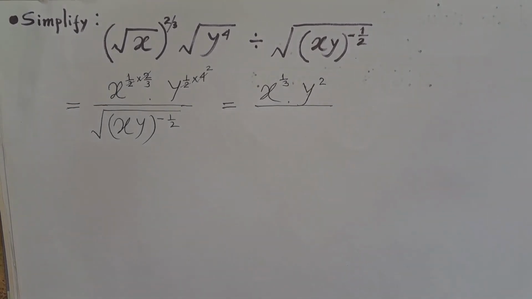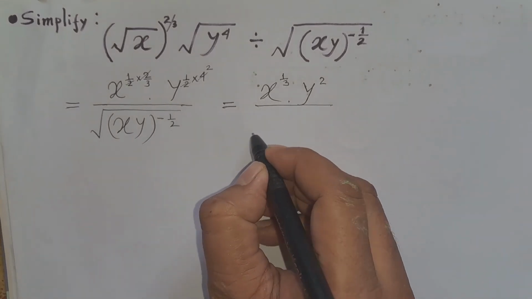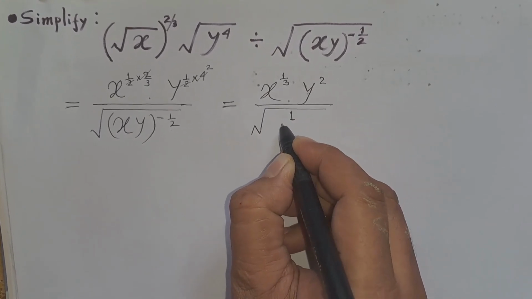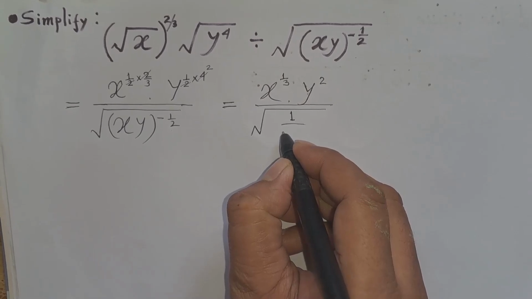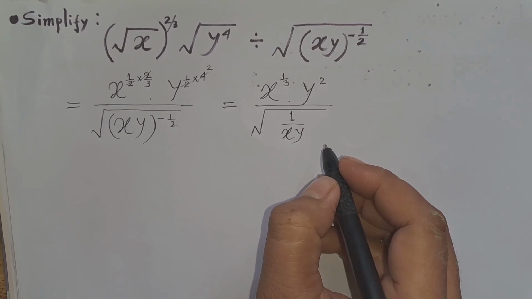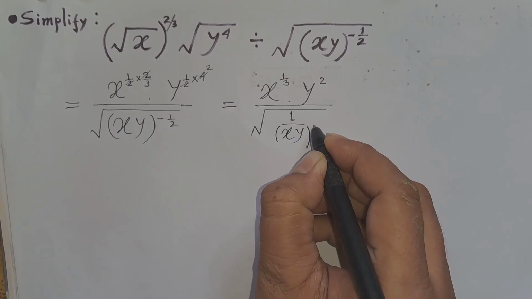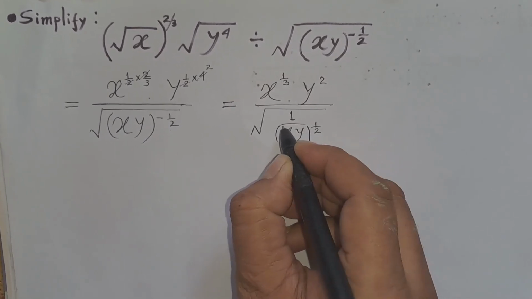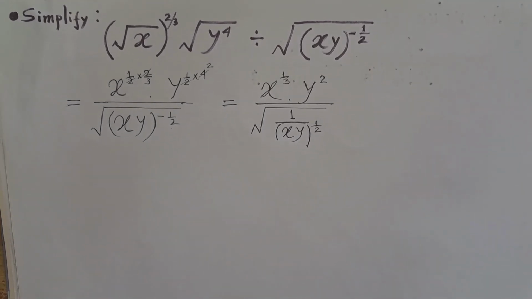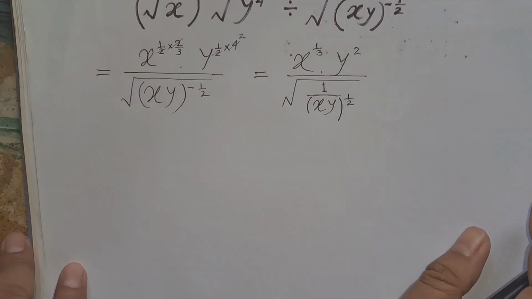And in the denominator, the square root has a minus power here, so we will make it plus, or positive, so it will become 1 by xy, and the power will be positive, and that will be half. You got it? Minus becomes plus because I have made it the reciprocal.